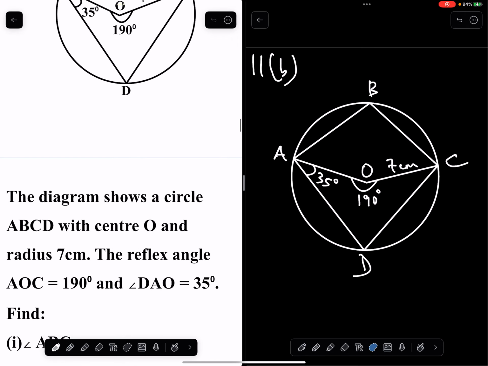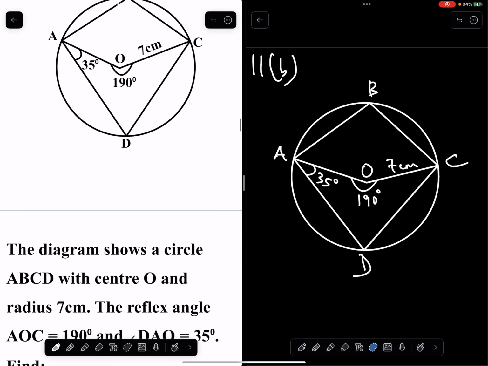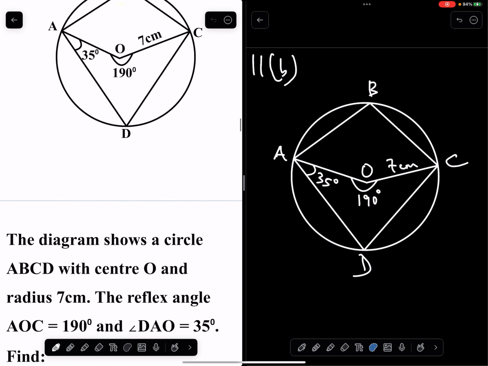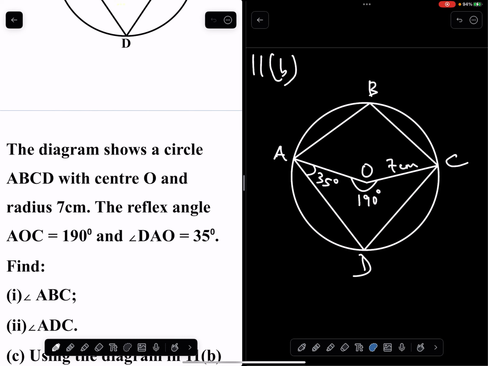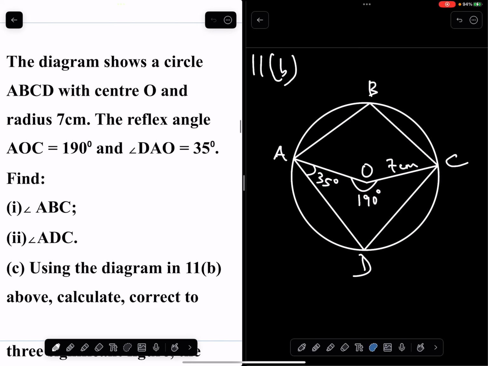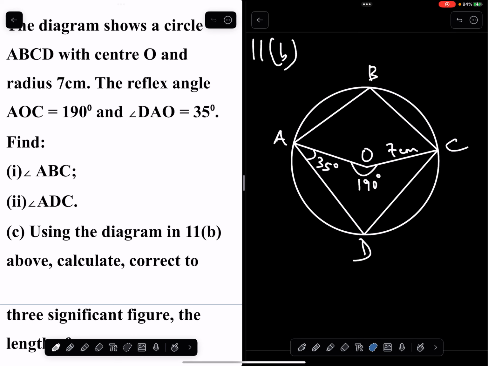The question. The diagram shows a circle ABCD with center O and radius 7 centimeters. The reflex angle AOC is equal to 190 degrees, and angle DAO is equal to 35 degrees. Find Roman figure 1 angle ABC and Roman figure 2 angle ADC. How do we go about that? Roman figure 1, we want to find angle ABC.